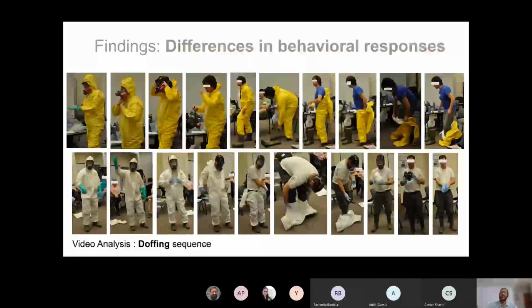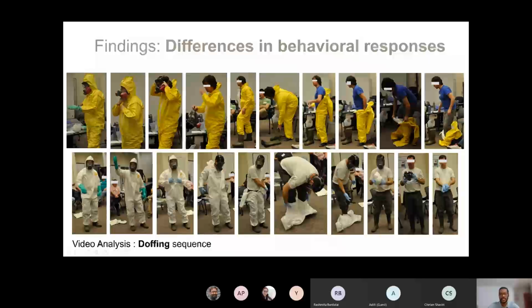And in terms of behavioral responses that I just talked about earlier, when video analysis of different pesticide applicators was done and studied, it was observed that for the same task, somebody wore, somebody like this is a doffing sequence. A doffing sequence is when a person tries to come out of their protective clothing.